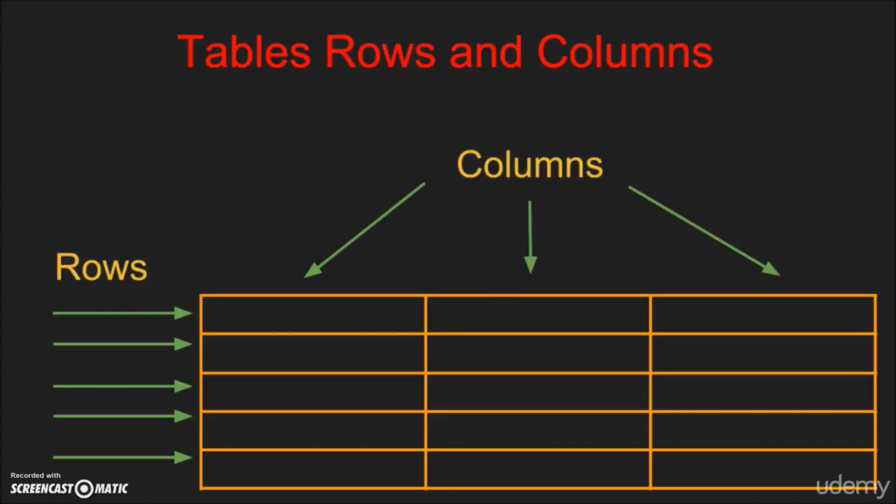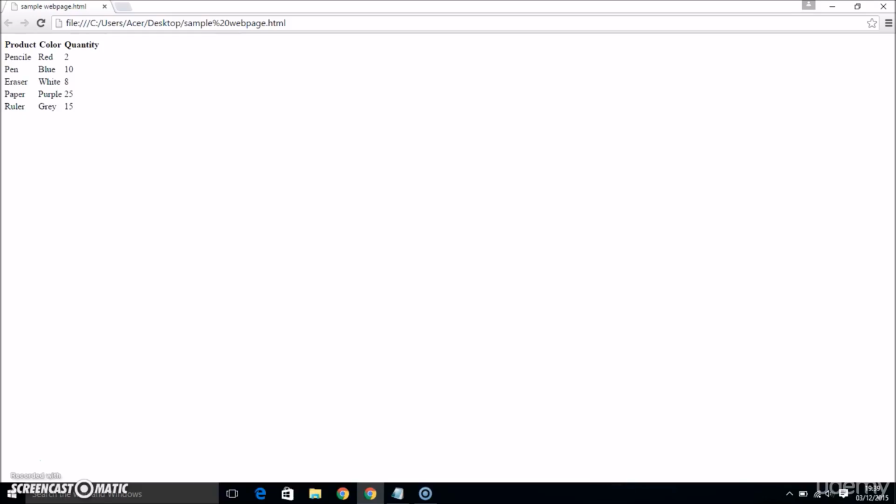For those of you who are a bit confused when it comes to rows and columns, a row is horizontal and a column is vertical. For example, this table has 5 rows and 3 columns. Here's what a simple HTML table looks like.